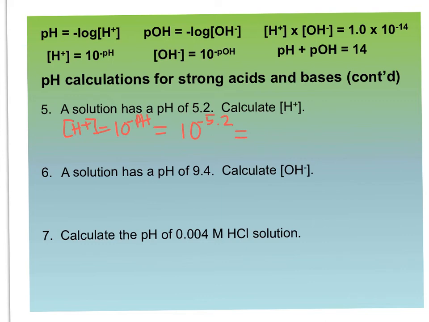Now you can't leave this just as is. You actually have to punch it into your calculator and find what the answer is. So the answer is 6.3 times 10 to the negative 6 mole. Again, if it's a concentration, make sure that you have your units.